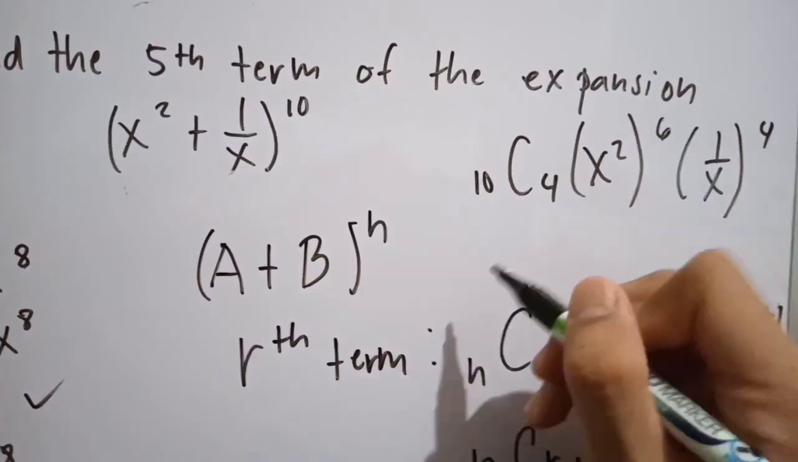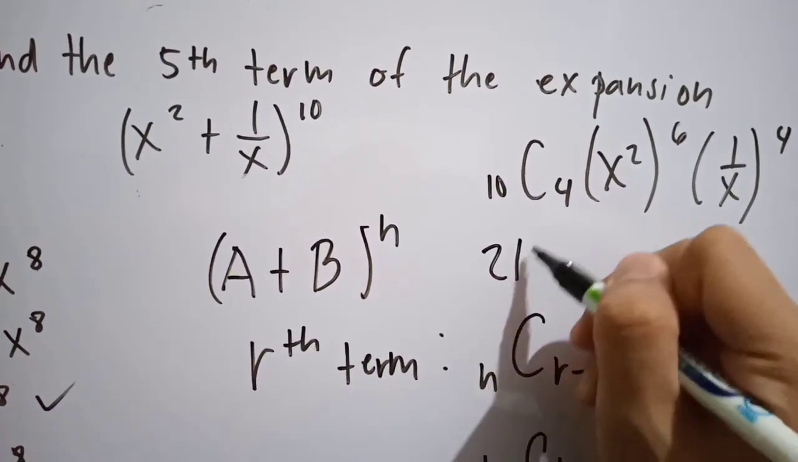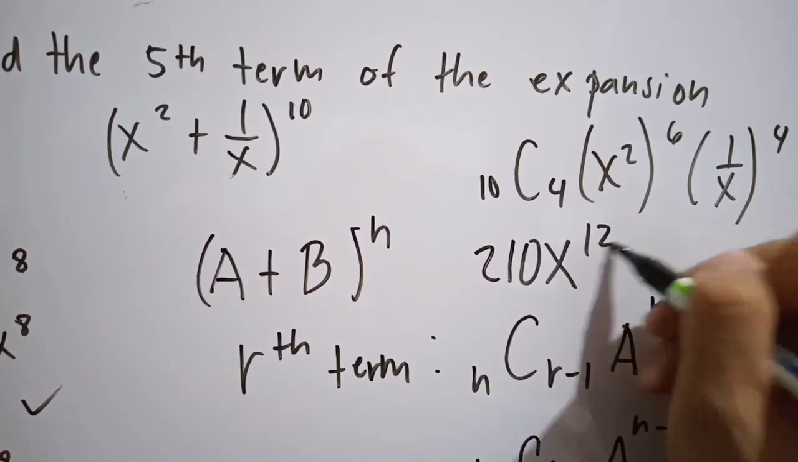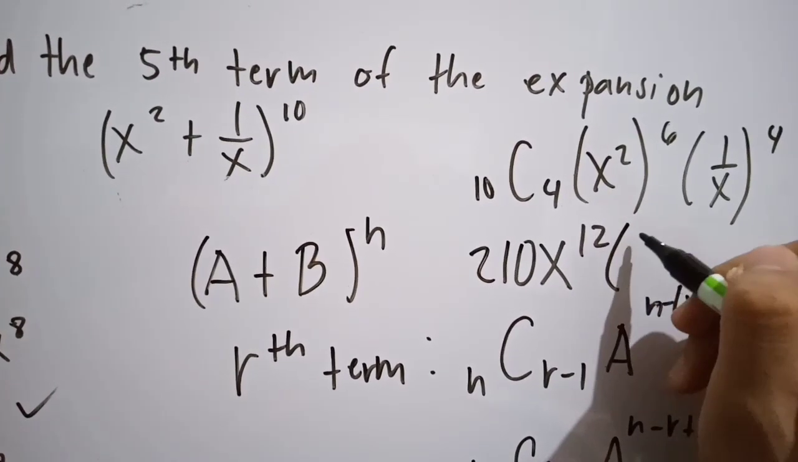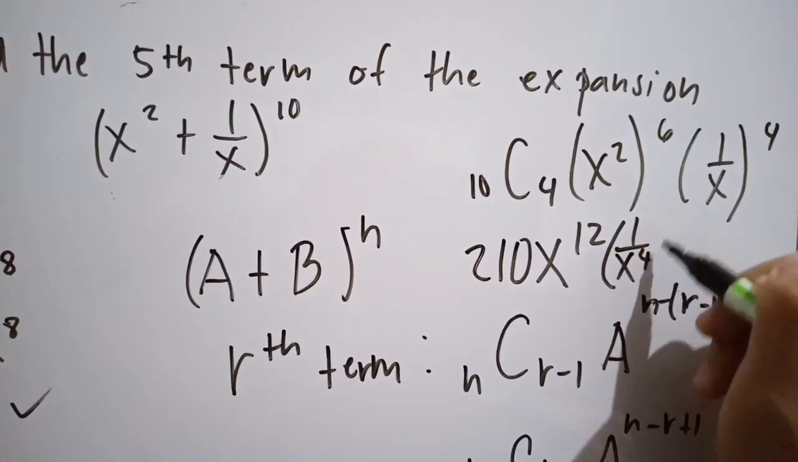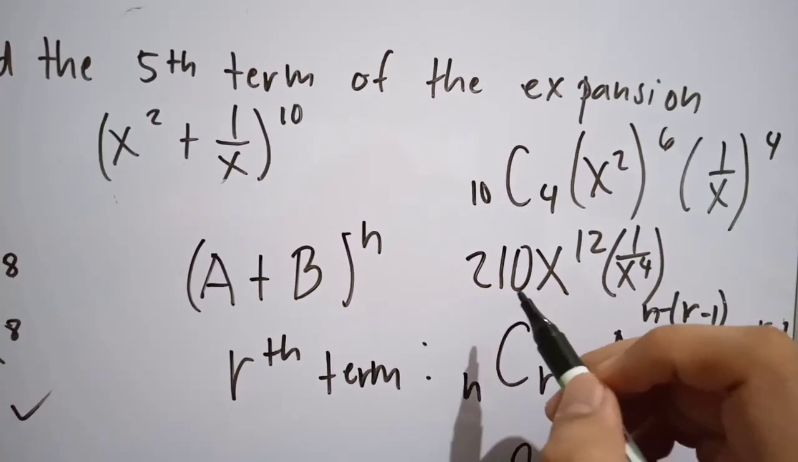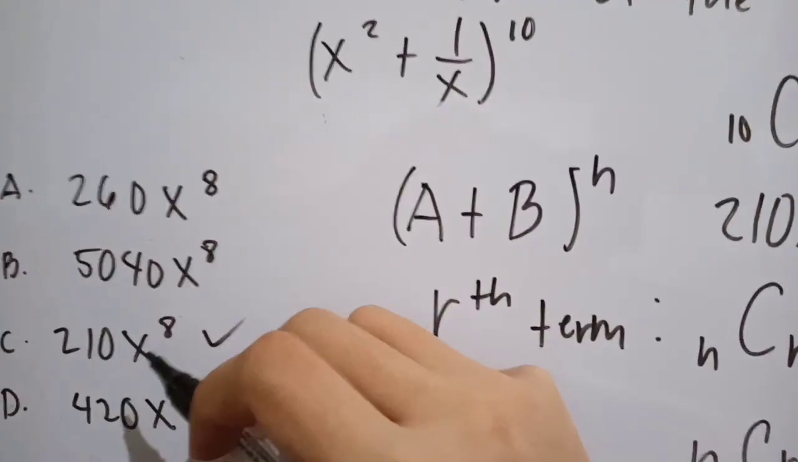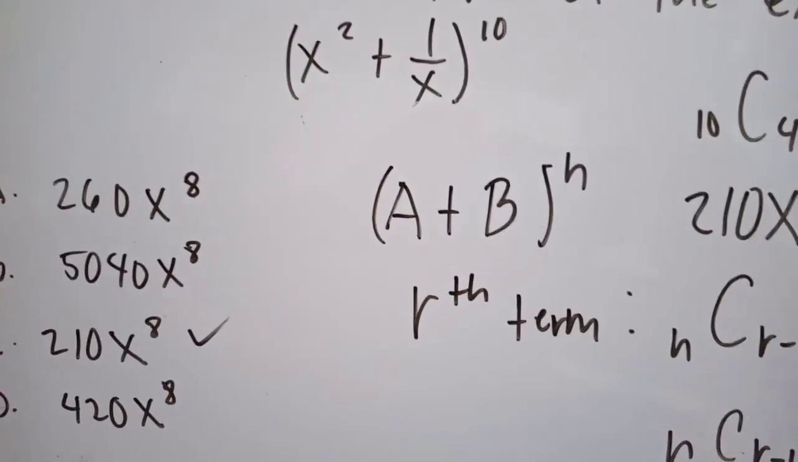So ang mukha ng sagot dito ay 210 x raised to 12 times 1 over x raised to 4. So ito magiging 210 x raised to 8 din lang. Parehas din lang doon sa sagot natin kanina, which is letter C, 210 x raised to 8.